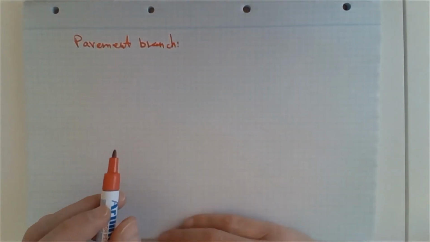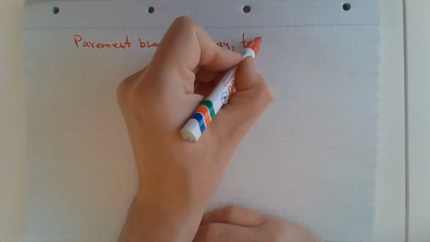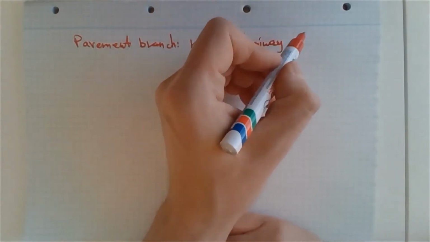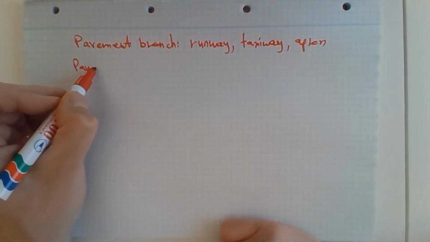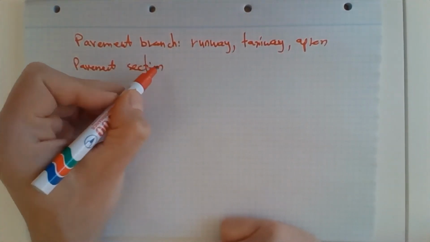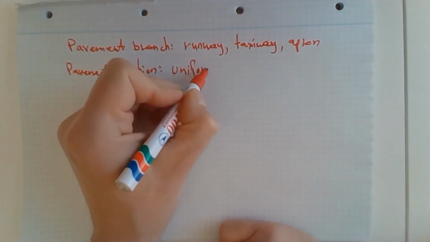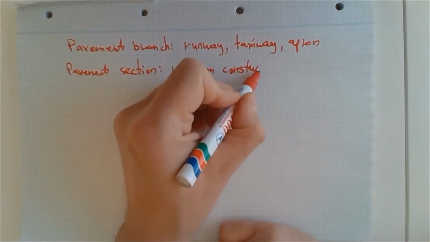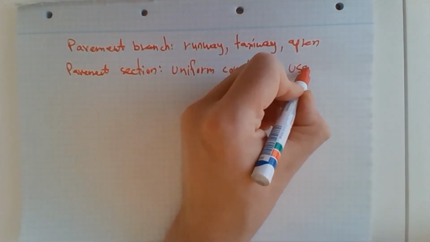So for airports, a pavement branch can be a runway, taxiway, or some apron. And then for a section, we can think of some uniform construction, or something with a uniform usage history.